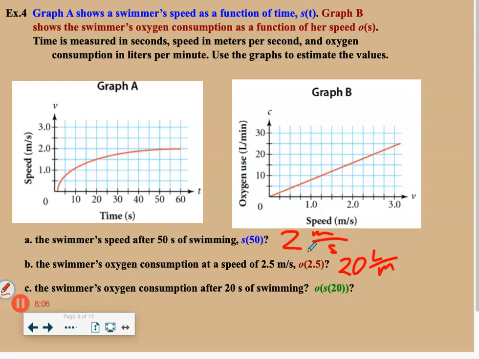Both graphs, so you can find out the speed in the first one by relating it to 20 seconds. So plug in a 20. You find out it's about 1.5 meters per second, and then you just plug 1.5 into graph B, and you'll find out it's around 12, 13-ish liters per minute. Yeah, very good. So around 12 or 13 liters per minute. Very good.